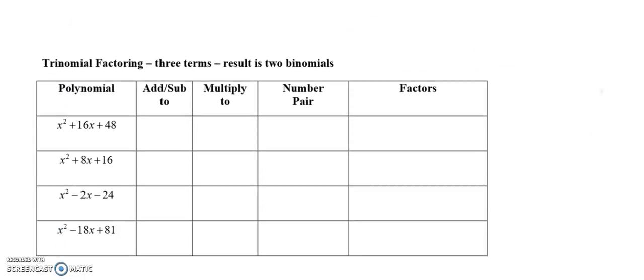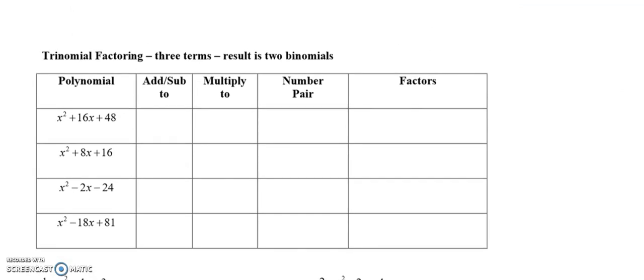Next up, trinomial factoring. So this is kind of like the regular factoring that you do when you have a quadratic. Just a refresher here, polynomial, let's say we have x squared plus 16x plus 48. I need two numbers that will add or subtract to the middle value, the 16, and I need two numbers that will multiply to that last number, 48.